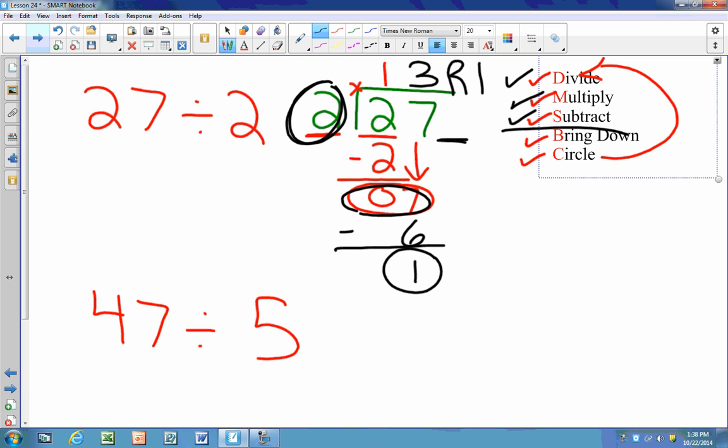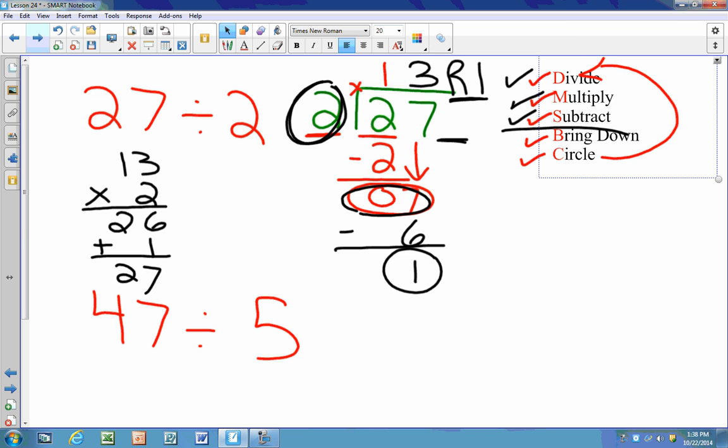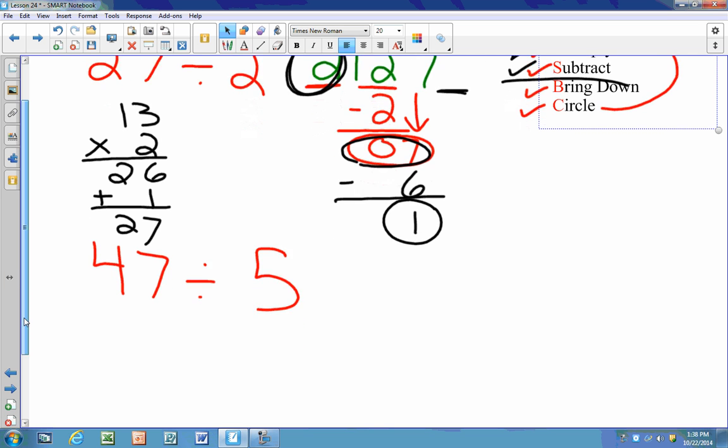I can't leave it floating at the bottom. I need to put it in. So now to check, I do my 13 times 2, which gives me 26. Many of you would say it doesn't match, but this remainder on the outside, I have to add it back in. That gives me 27, and now my numbers match. Let's do another example of one with a remainder.